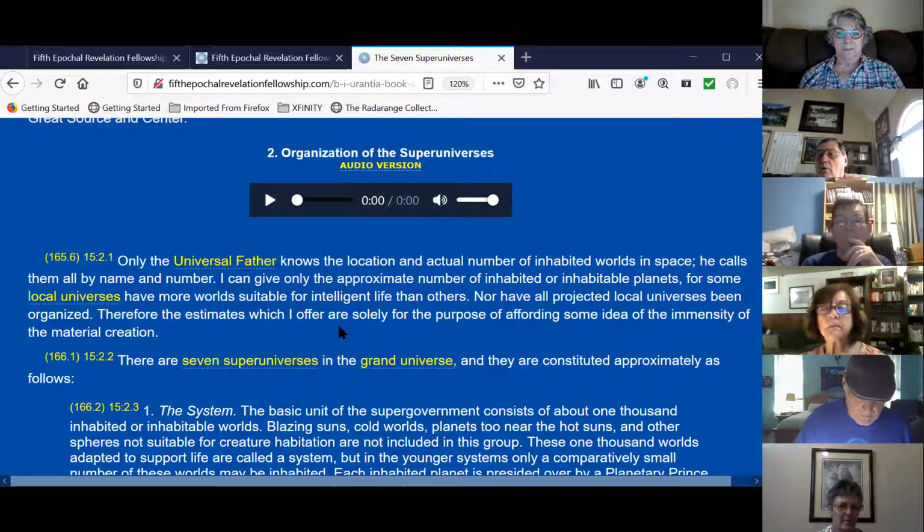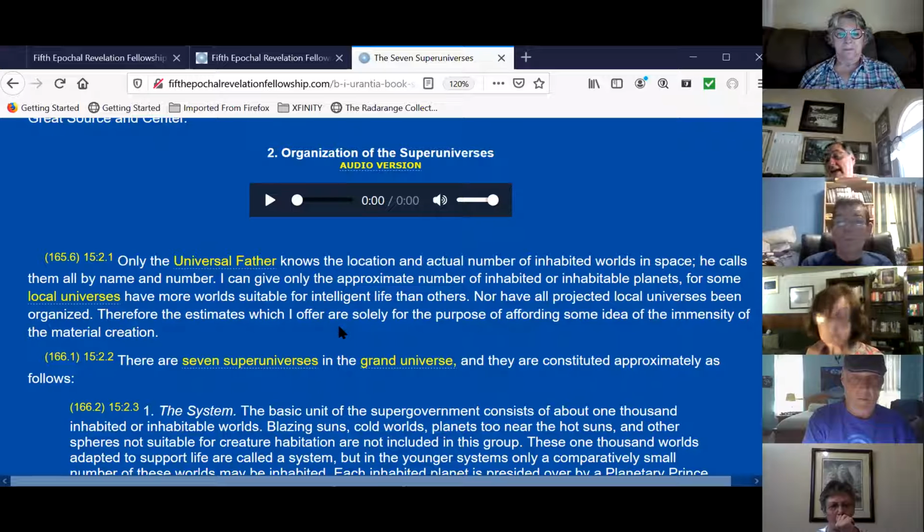So we have a long way to go before our local universe even has the planets to put life on them, right? It's still being organized. So this is a process that takes billions and billions of years. So by the time this local universe gets totally organized, we will probably be well on our way to not only Uversa, we may be well on our way through the rings of Vavona, right? Before our local universe actually gets finished.